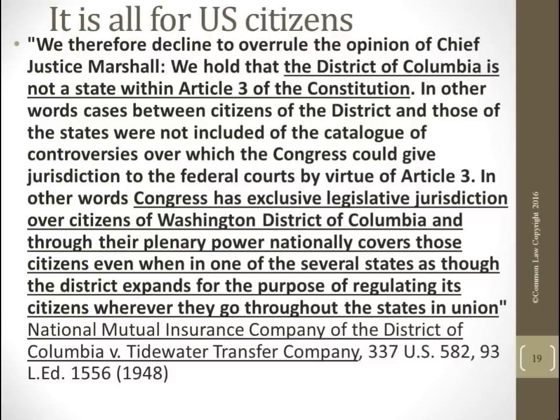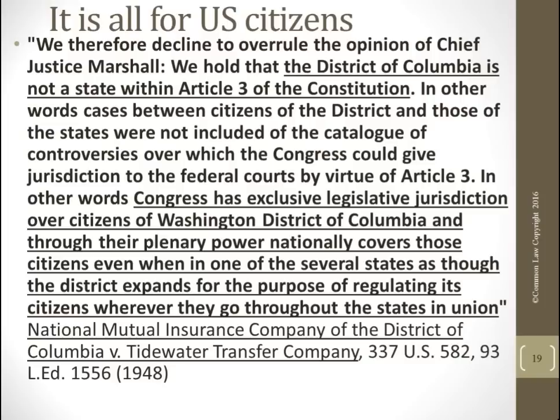We therefore decline to overrule the opinion of Chief Justice Marshall. We hold that the District of Columbia is not a state within Article 3 of the Constitution. In other words, cases between citizens of the district and those of the states were not included in the catalog of controversies over which Congress could give jurisdiction to the federal courts by virtue of Article 3. In other words, Congress has exclusive legislative jurisdiction over citizens of Washington, District of Columbia, and through their plenary power, nationally covers those citizens even when in one of the several states, as though the district expands for the purpose of regulating its citizens wherever they go throughout the states of the Union. That's National Mutual Insurance Company of the District of Columbia versus Tidewater Transfer Company.